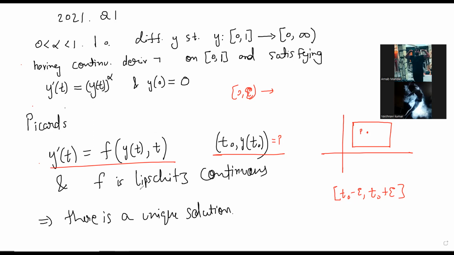And you know what Lipschitz continuous is? I should have asked that. If you don't know, then you should see the definition. So check the definition of Lipschitz continuous and prove that x going to x to the power alpha is Lipschitz.